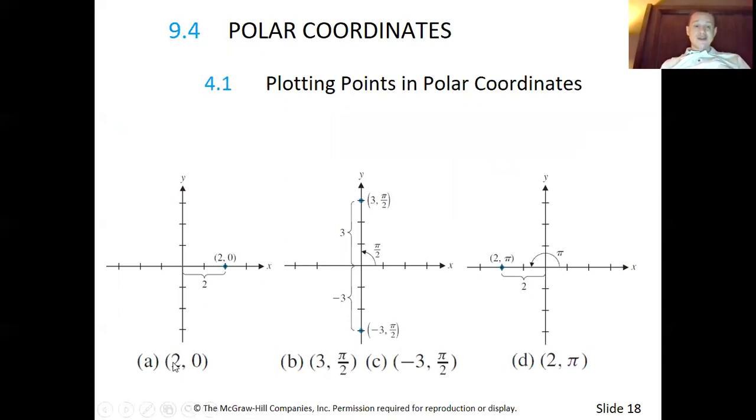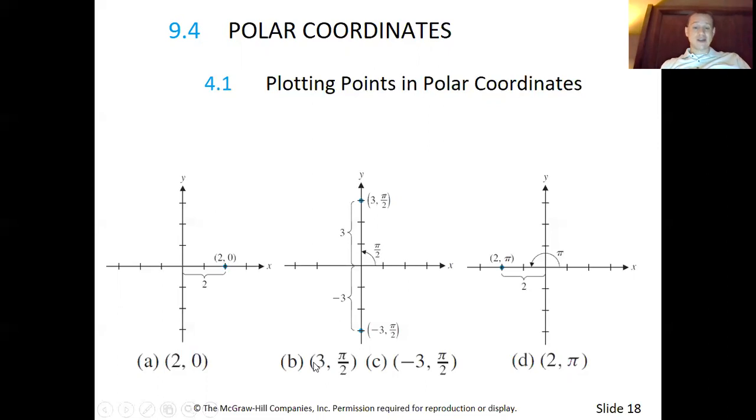2, 0 means radius is 2, angle is 0. An angle of 0 means we're on the positive x-axis. I'm on this positive x-axis because I haven't rotated, because the angle's 0. And the radius, the distance I am away from the center, is 2. So I'm right here at 2, 0. So 2, 0 in polar is the same as 2, 0 in rectangular. That's kind of weird.